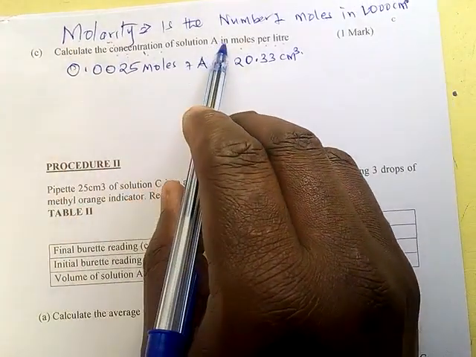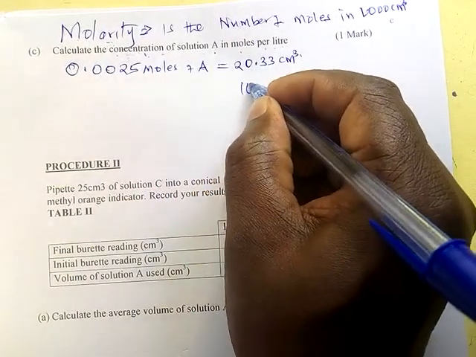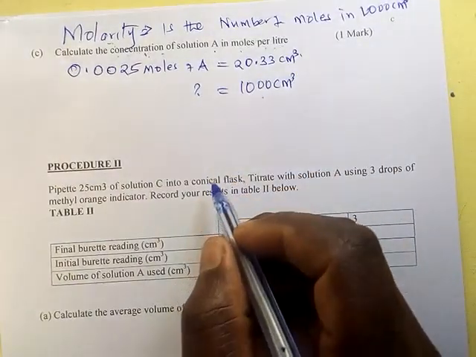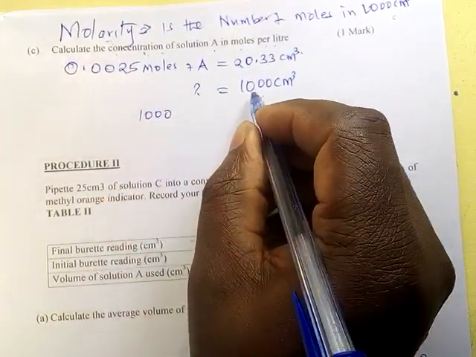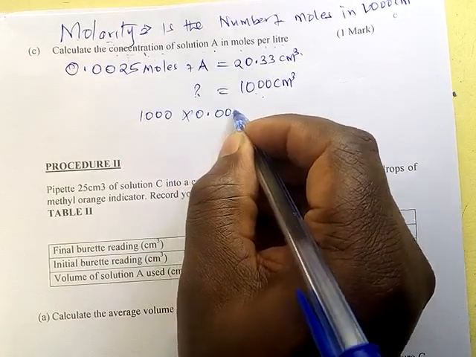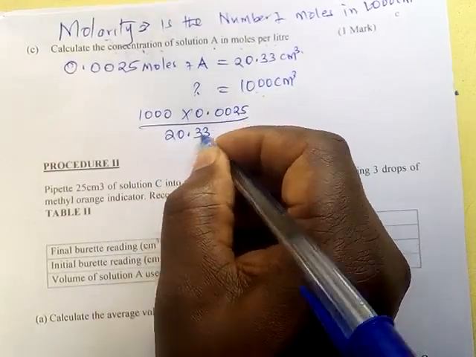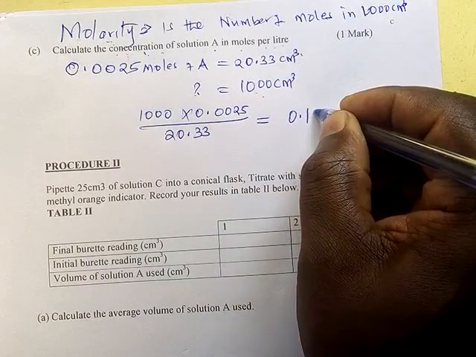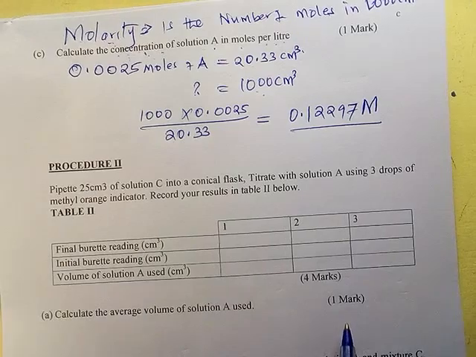But the question is asking us to calculate the molarity of A. Molarity, or concentration in moles per liter, we want to find the moles in 1,000 centimeters cube. So we will ask, 1,000 centimeters cube will contain how many moles? Therefore, 1,000 times 0.0025, we divide by 20.33, and this gives us 0.12297. Capital M stands for molarity.